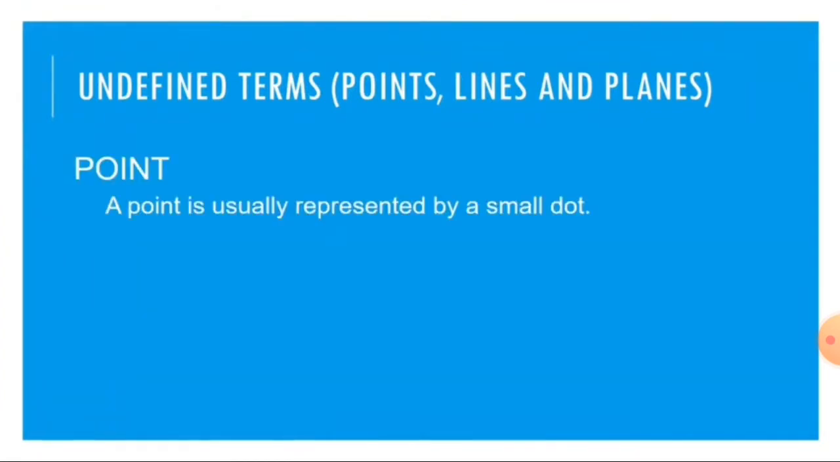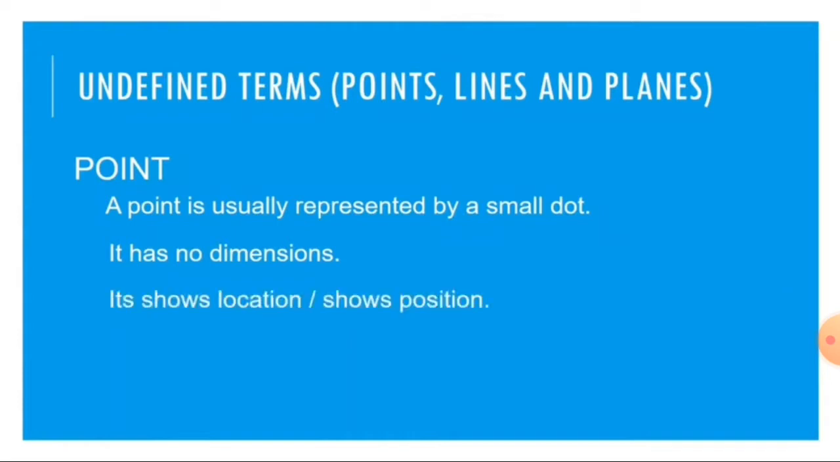Let's start with point. A point is usually represented by a small dot. So with the feature kanina nakita natin yung needle, yung pinakadulo noon, that represent a point. Another is that it has no dimensions. There's no length, there's no width, and there's no thickness. So sobrang liit ng point, that how it is described. Another, it shows location or it shows position. So there's a certain position and location that represent point.